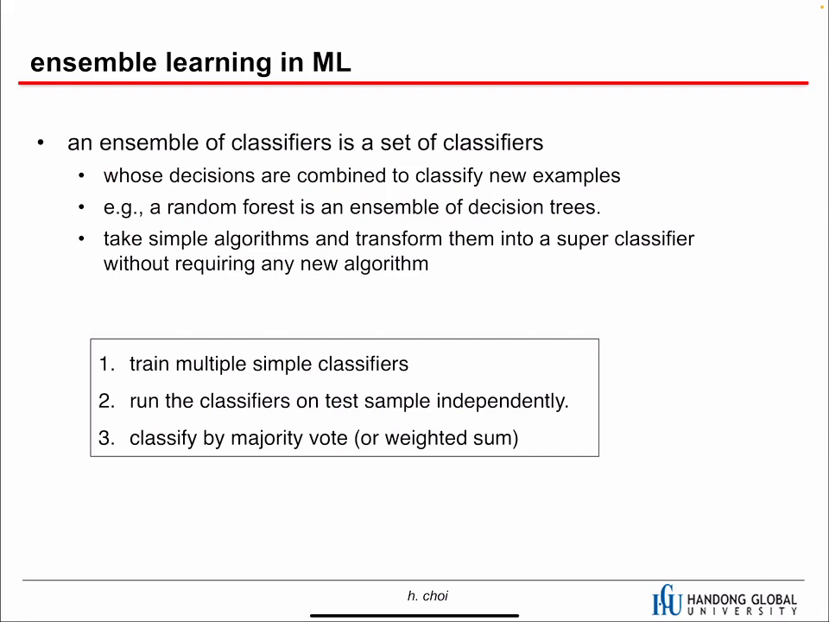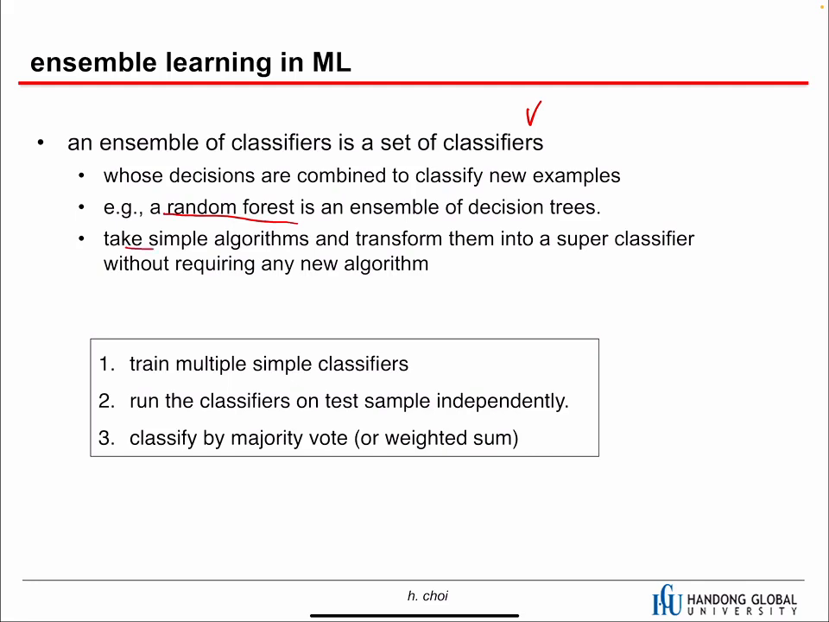Let's talk about ensemble learning in machine learning in detail. An ensemble of classifiers is a set of simple classifiers, and the final decision is based on the combination of their classifications of a new example. So we have lots of simple classifiers, we classify with all of them, and then we combine the results. Random forest is a perfect example, as I said.